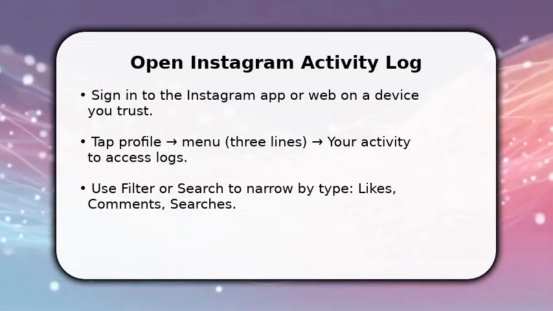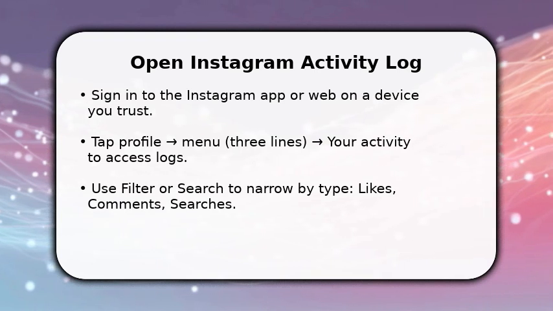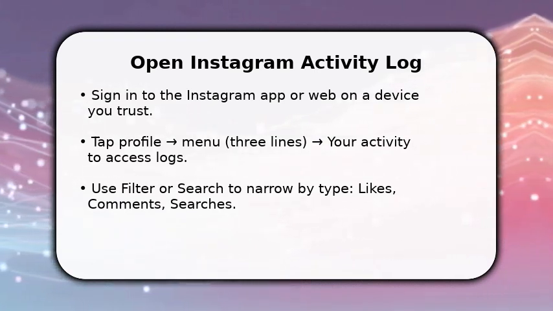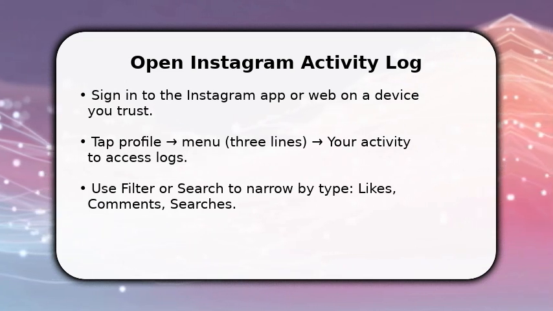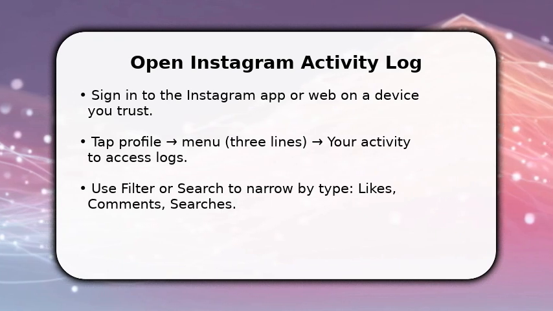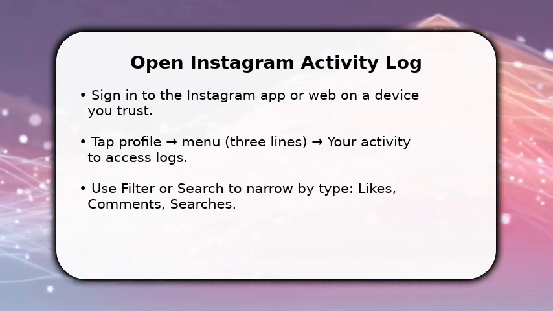You start in the app or web with your account already signed in. Open your profile, tap the three-line menu, then select your activity. This centralizes all actions. Once there, filter immediately by category like likes, comments, or searches so you don't scroll aimlessly.